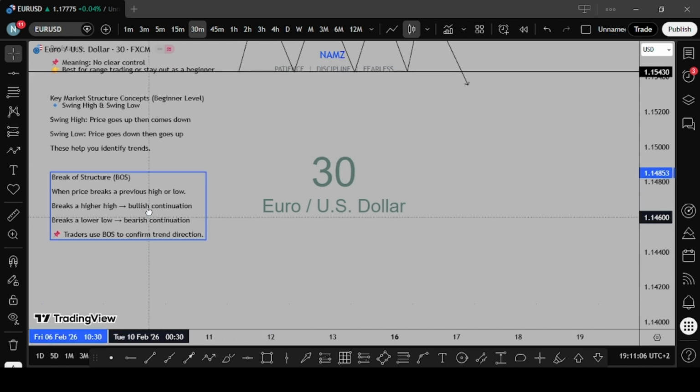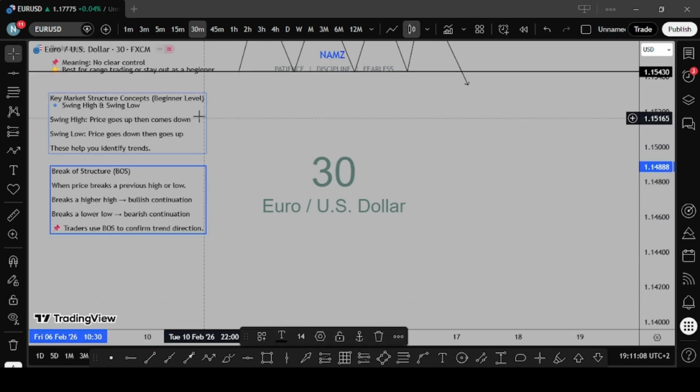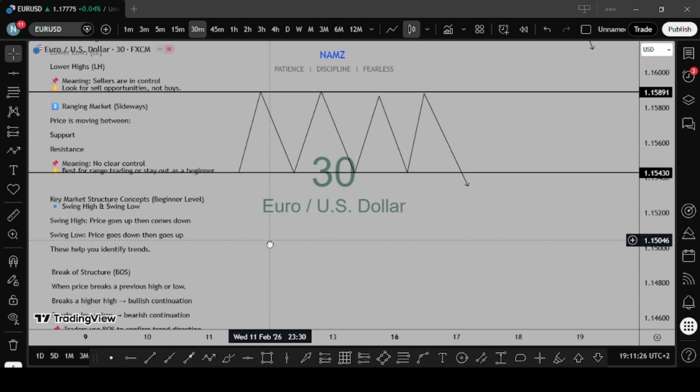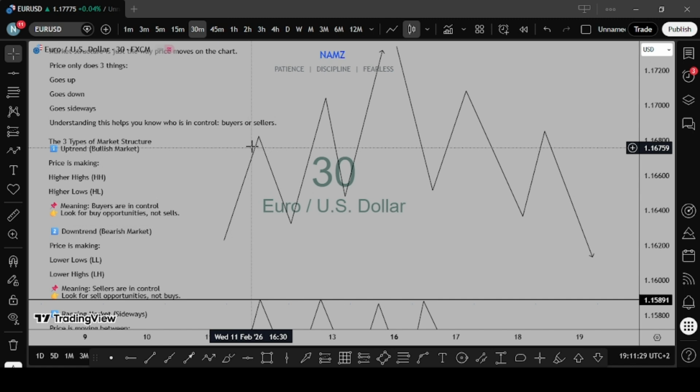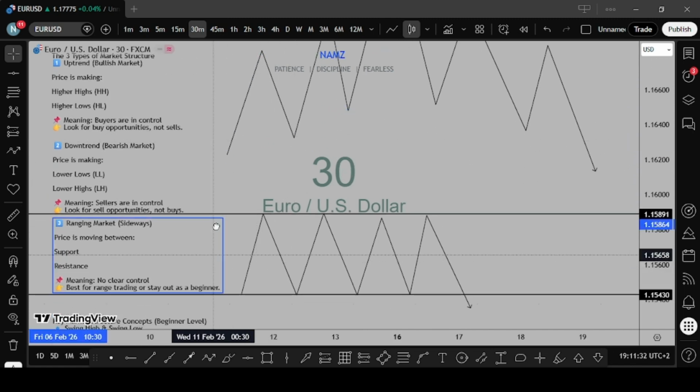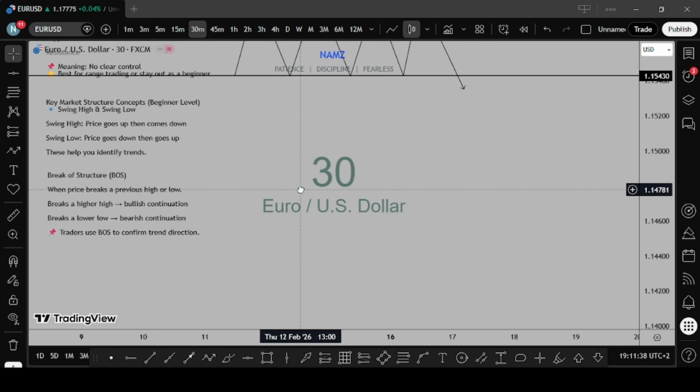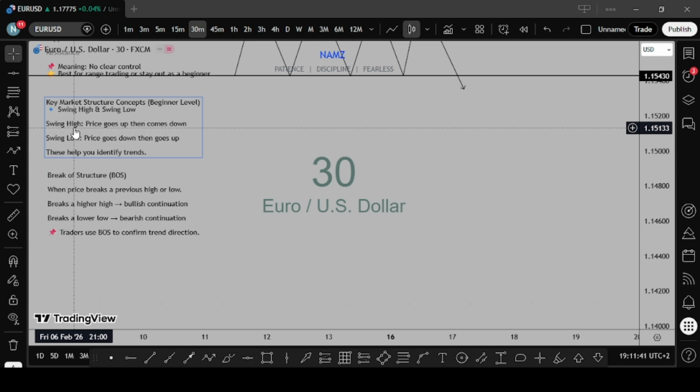Okay, so I'm simply saying market structure concept, beginner level. As a beginner, what are you expected to know? What you are expected to know is this: the market creates swing highs and swing lows. Swing highs, price goes up, then comes down. This is what it means. Price goes up and it comes down, so it is creating swing points. Swing lows, price goes down, then goes up.